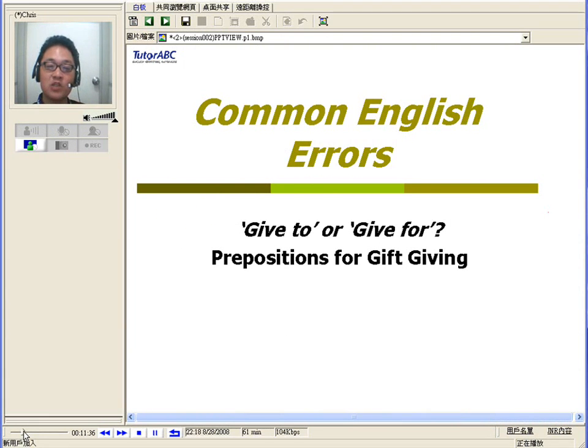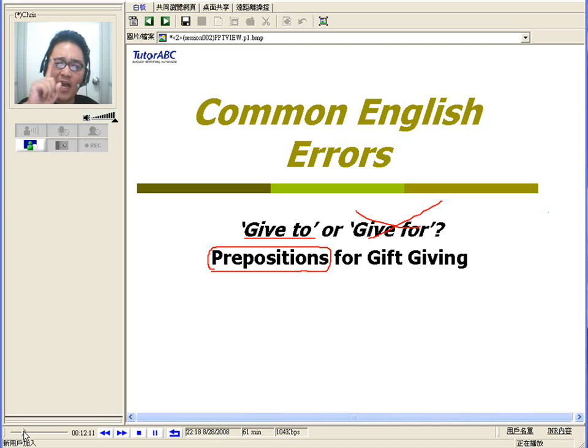Today we will be talking about one of the most common mistakes I find with most clients when speaking English: the use of prepositions. In many, many cases, I hear people say "give for" or "give to." Maybe in Chinese they're all the same, but you must be careful that in English, "give for" just does not exist. It's always "give to."